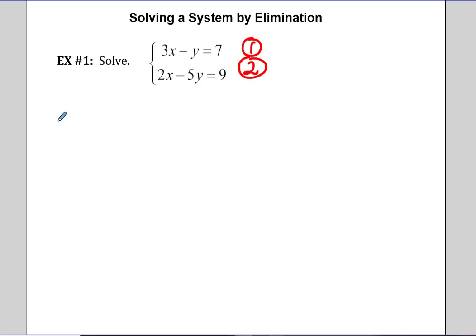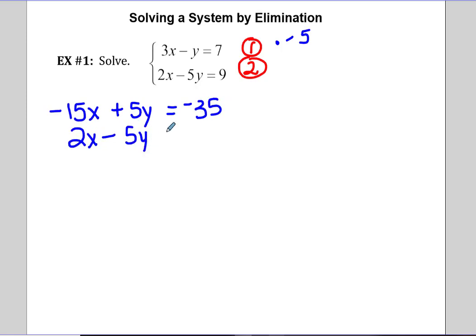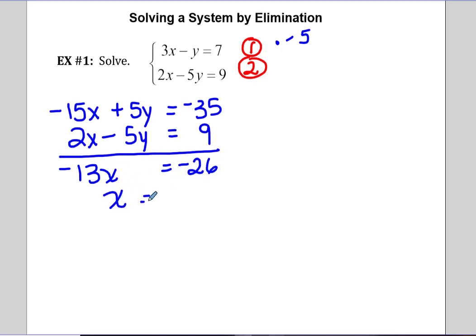And if you notice, equation 1 has a negative y and equation 2 has a negative 5y. So if we multiply equation 1 times negative 5, I just want to multiply through by negative 5. That'll give me an equivalent equation, negative 15x plus 5y equals negative 35. And when I add that to equation 2, this should seem very familiar to you. We're going to end up with negative 13x equals negative 26. So x is equal to 2.